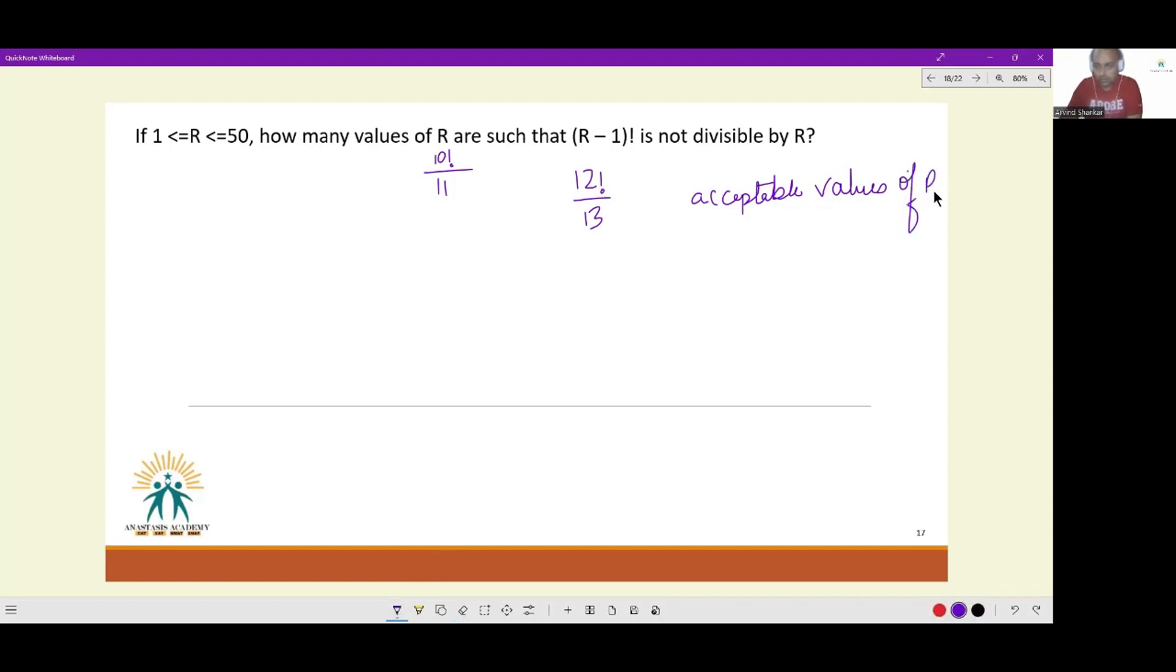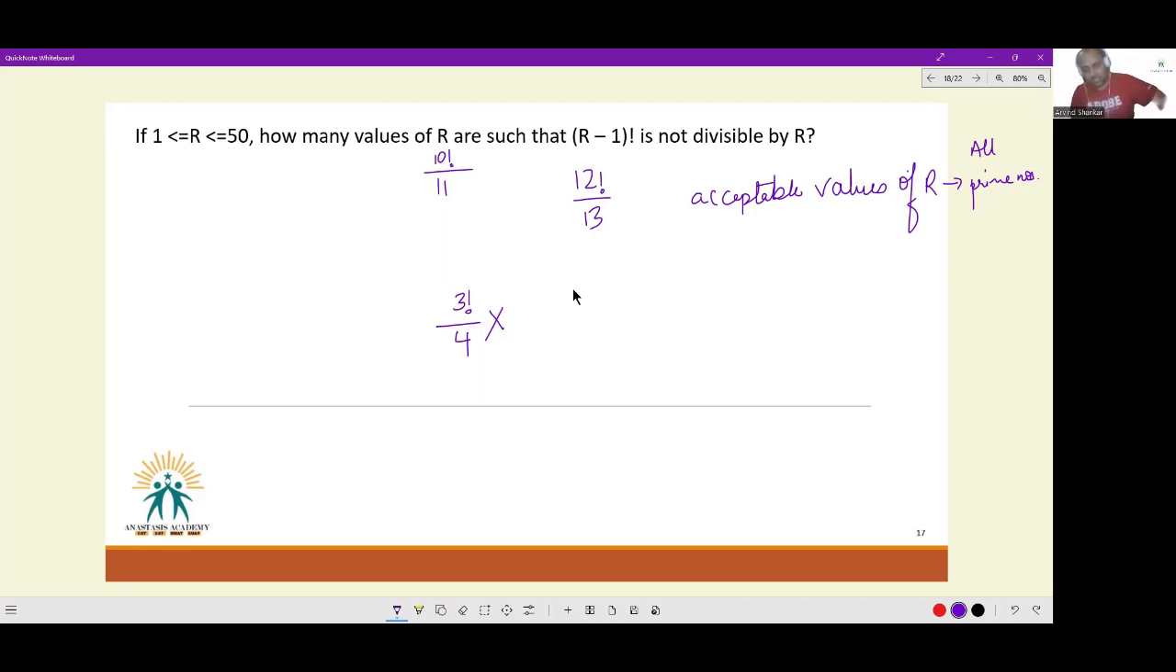Of R, we'll have all prime numbers. But there is one extra unique value that you have to be aware of, and that is 4, because 3 factorial is not divisible by 4. This is the only composite number case. 4 is the only composite number where R minus 1 factorial is not divisible by R.